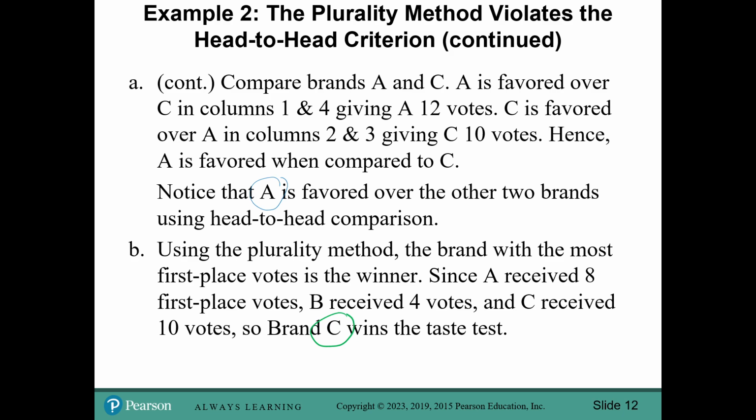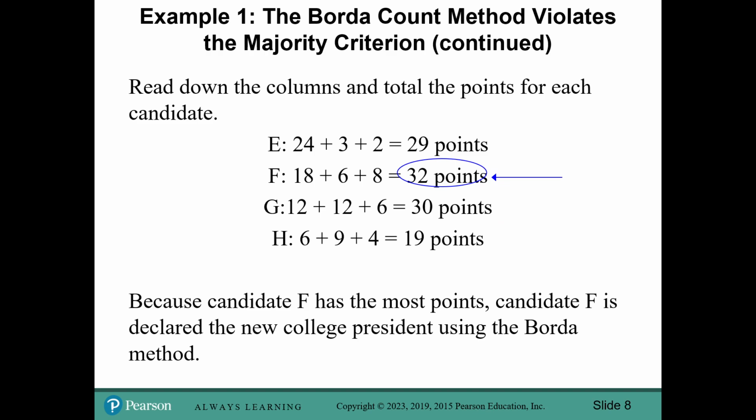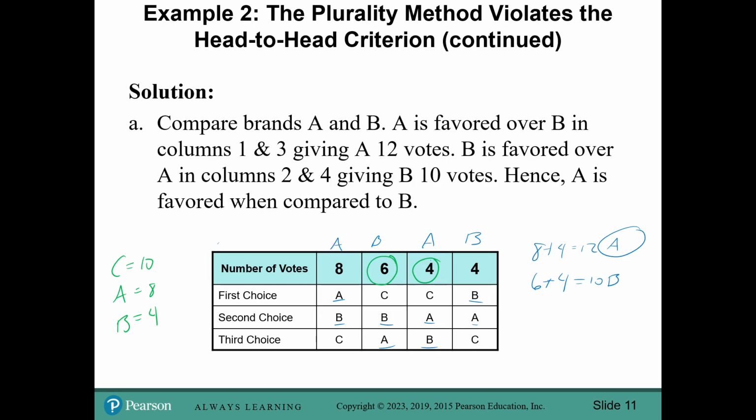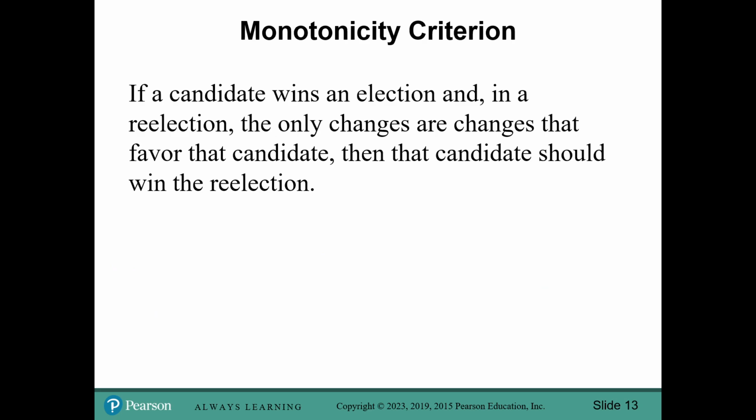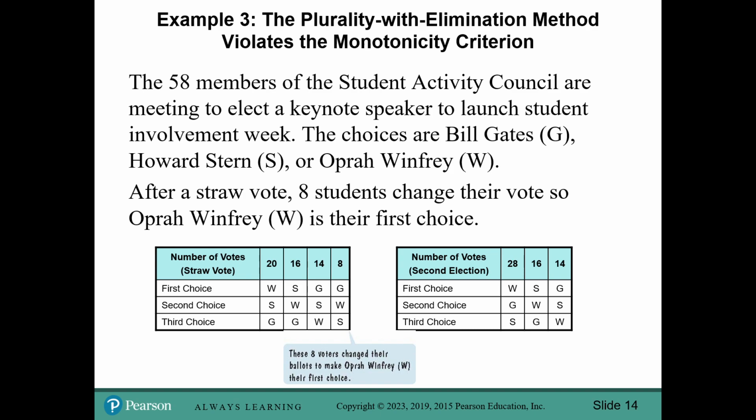So we're busting through these voting methods that we went through last time to see if any of them are going to pass all these criteria that we need to go through. And so far, the plurality method has failed. And back here in example 1, the Borda count method has failed as well. Okay. Let's look at another criterion, the monotonicity criterion. If a candidate wins an election and in a re-election the only changes are changes that favor the candidate, then that candidate should win the re-election. Okay. That's the monotonicity criterion.